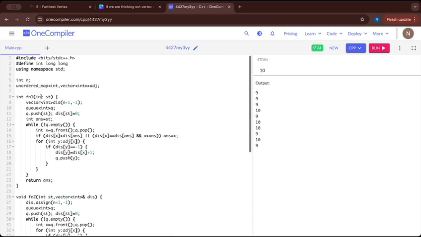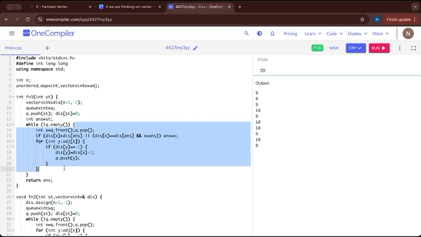So how to find function 1? Initialize the distance vector of size n plus 1 with minus 1, and now push the starting node into q, which is initially 0, and distance of 0 equals 0, and initially answer is 0. And now do the BFS, and then pop the node, and update the answer only if the distance of x is more than answer. So answer is the answer till now, and x is the node which we popped and are doing BFS for now, right?